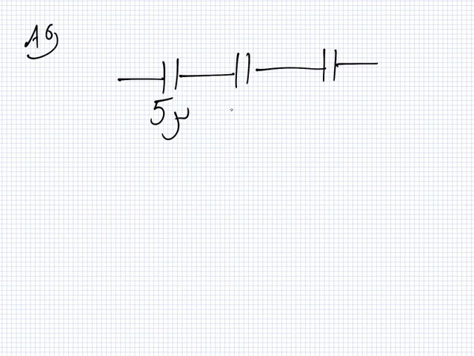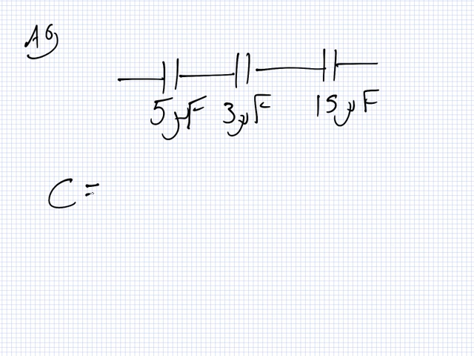You have 5 microfarads, 3 microfarads, and then 15 microfarads. What's the total capacitance here? How do we add them? 1 over C. Yeah, 1 over C, 1 over 5, 1 over 3, 1 over 15.